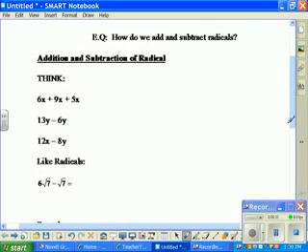Okay, so I've got 6x plus 9x plus 5x. Are they like terms? Yes. So can I combine them? Yes. What's 6x plus 9x plus 5x? 20x. Okay, good. What's 13y minus 6y? 7y. How about 12x minus 8y?